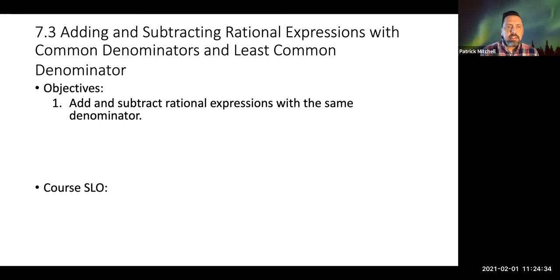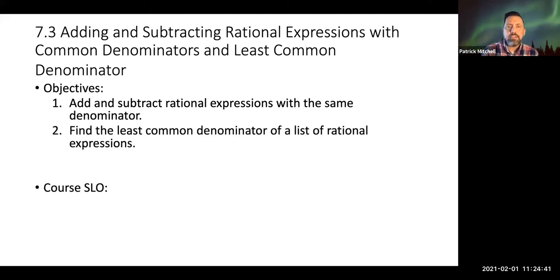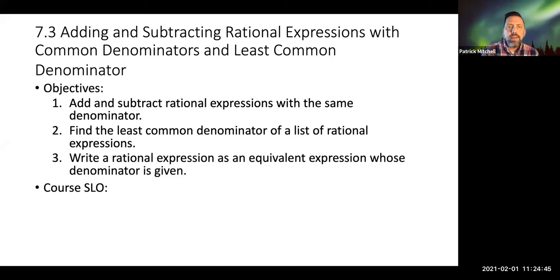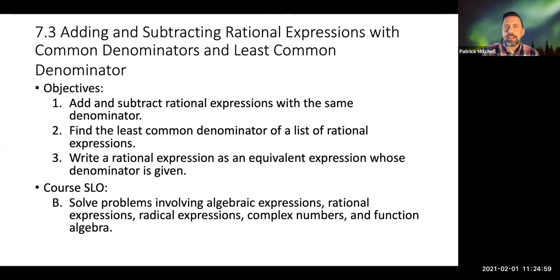So the three objectives in this section are to add and subtract rational expressions with the same denominator, find the least common denominator of a list of rational expressions, and then finally write a rational expression as an equivalent expression whose denominator is given. And just like with a lot of other things, that'll make more sense when we actually get to it. Same SLO that we've been working on throughout this chapter. So let's get to it.